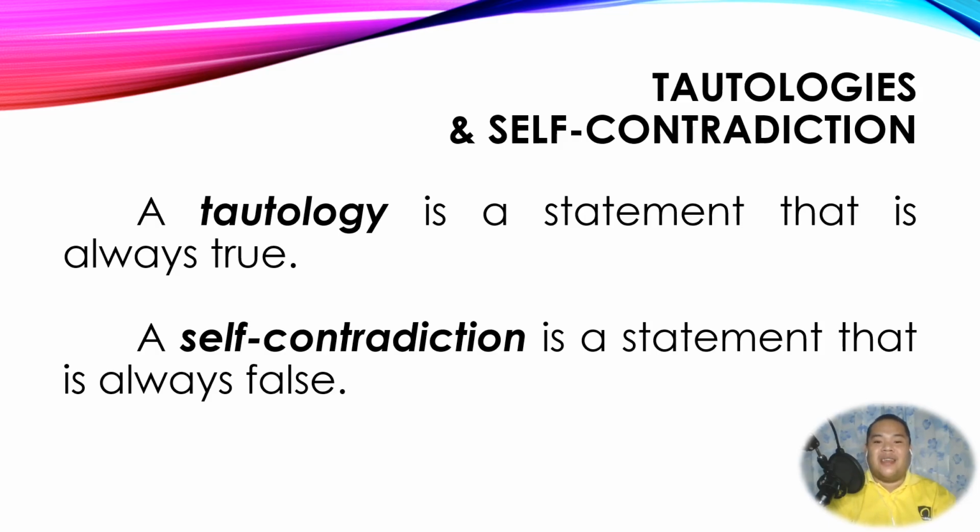Since you have the skills in constructing a truth table, it would be easier for you to identify whether the given statements are a tautology or a self-contradiction. A tautology is a statement that is always true. A self-contradiction is a statement that is always false.